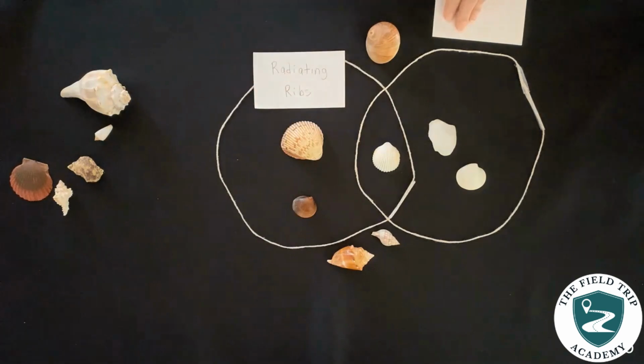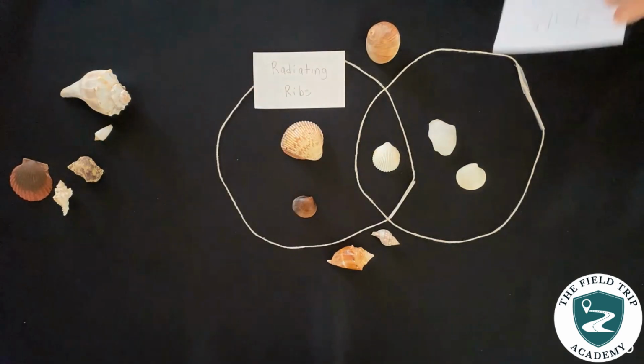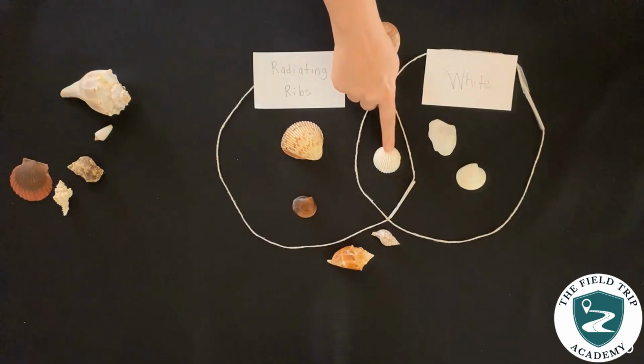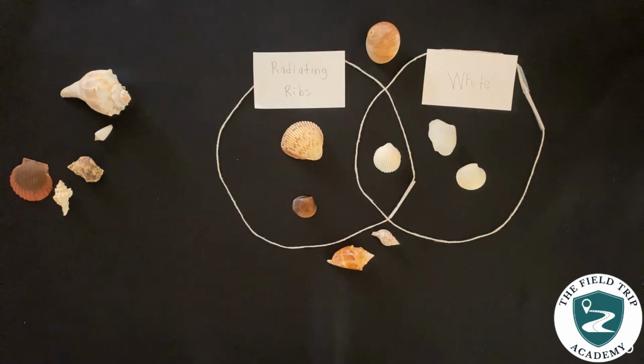Yep, that's the radiating ribs rule. And this is the white rule. And the one that made it in the middle is both white and it has radiating ribs. Nice work, Sue. Hey, thanks.